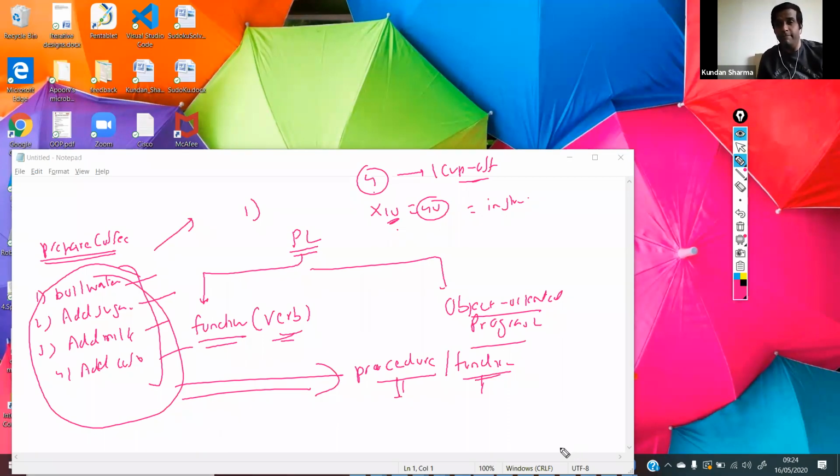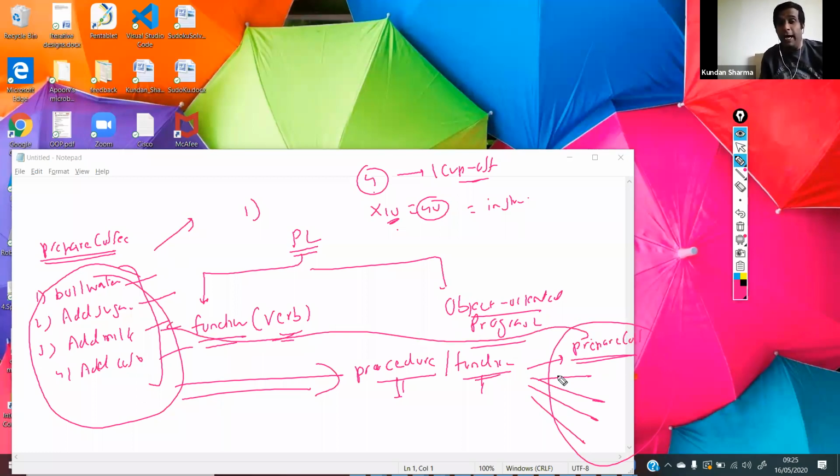Is this clear? So for example, if you want 1 cup of coffee, you call this procedure, prepare coffee, once. If you want 10 coffees, you call this procedure 10 times. That means you have written the instructions only once. Whenever you call prepare coffee, the computer will go and read, okay, to prepare a coffee I need to execute these 4 steps, and it executes them. Again, when you call prepare coffee, the computer goes and executes these 4 steps again.